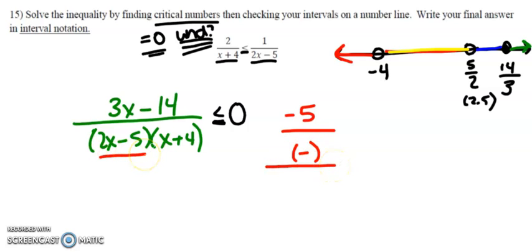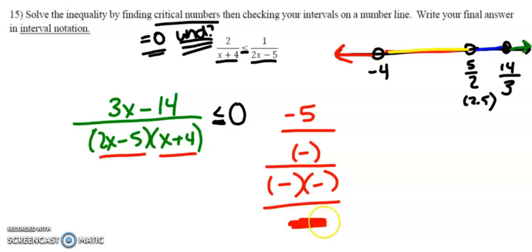-5 into 2x minus 5 is going to be -10, minus 5 is a negative number. -5 into x plus 4 is -5 plus 4, which is a negative number. And a negative divided by a positive is overall a negative number. Are negative numbers less than 0? Yes, so that one works.